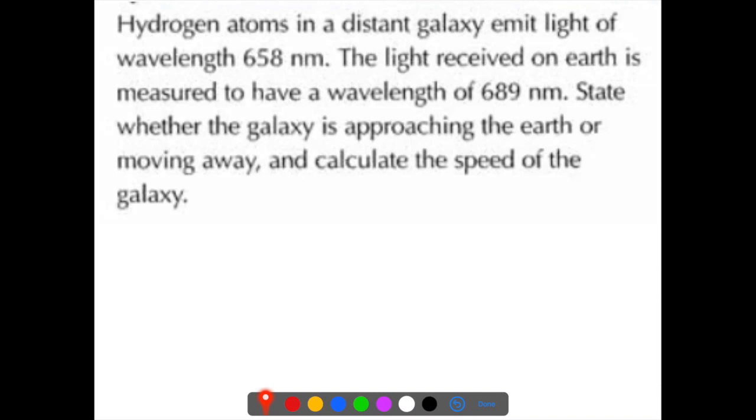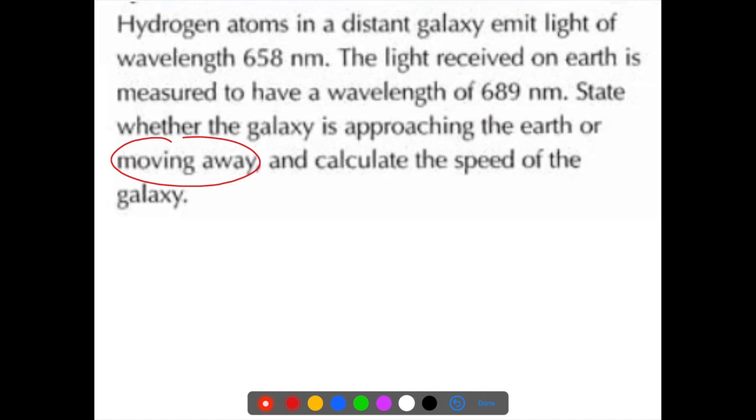All right. So we've got hydrogen atoms in a distant galaxy that are emitting light of wavelength 658 nanometers. The light received on Earth is measured to have a wavelength of 689 nanometers. So we've got a longer wavelength there. Right now, you should be able to state whether the galaxy is approaching the Earth or moving away. Good. So it's got a longer wavelength. Therefore, thinking back to our picture, even though our picture was sound, the principles are still the same. So that means that the object must be moving away.